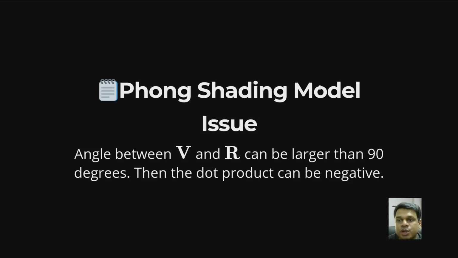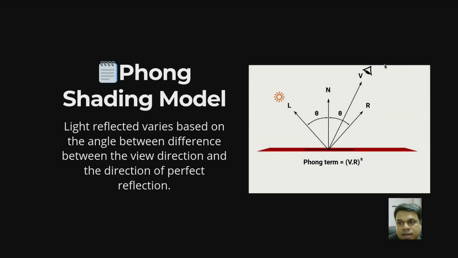There is one issue with the Phong shading model: the angle between V and R can be larger than 90 degrees, and the dot product can be negative. Just to go back here, the person who is looking and the angle of reflected R could become any angle from 0 to 180 degrees, right? The person standing on the right would move to the left, and this angle could be very high, which is perfectly fine in the real world. But if you are calculating a dot product or a cosine, this means that the angle will become more than 90 degrees and the term will become negative, which we don't want.